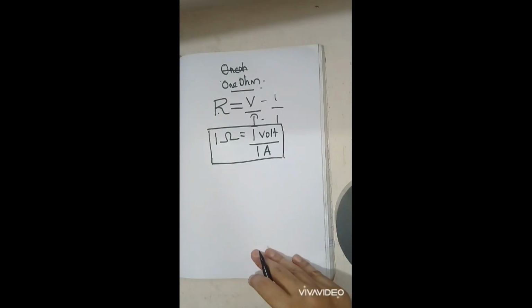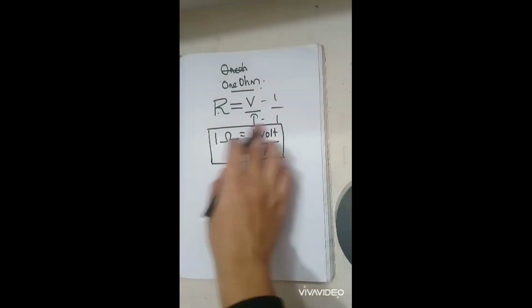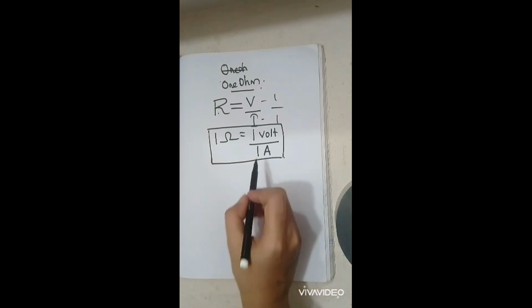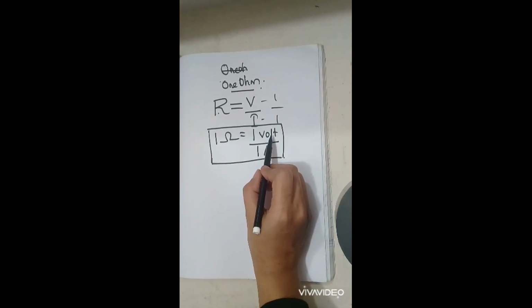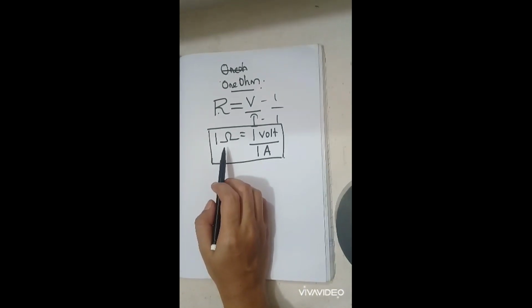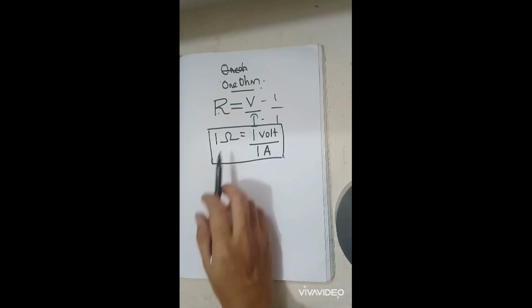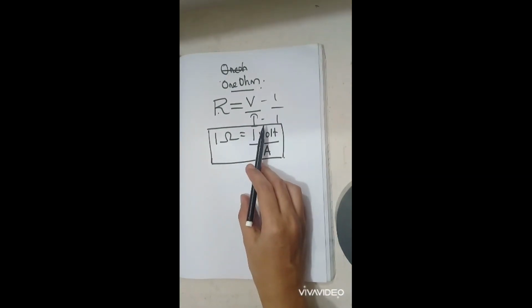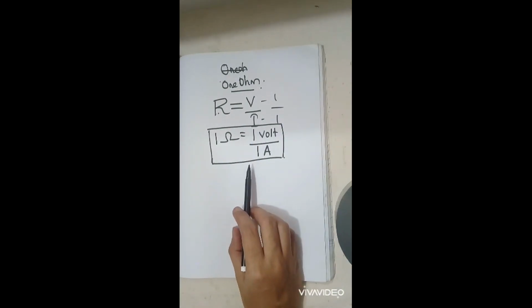How can we define it? This is only an equation. How can we define it? If the potential difference across the two ends of a conductor is 1 volt and the current through it is 1 ampere, then the resistance R will be 1 ohm. Okay, clear? Hope you are clear that 1 ohm is equal to 1 volt by 1 ampere.